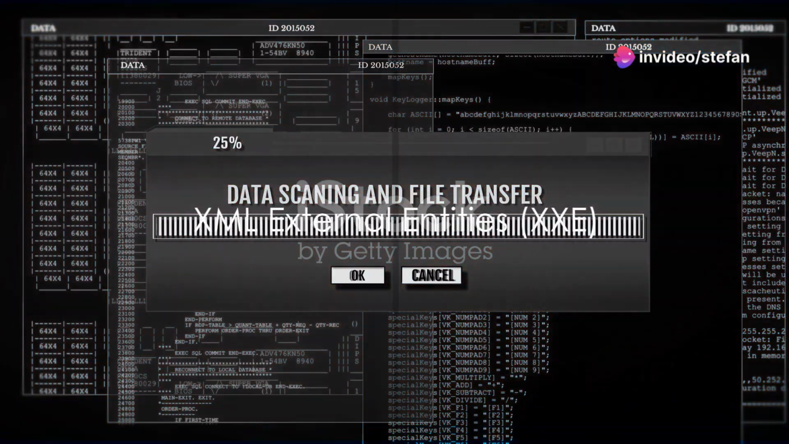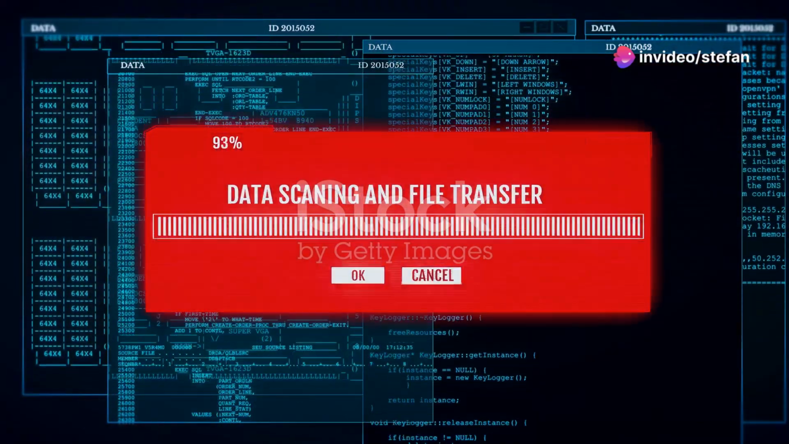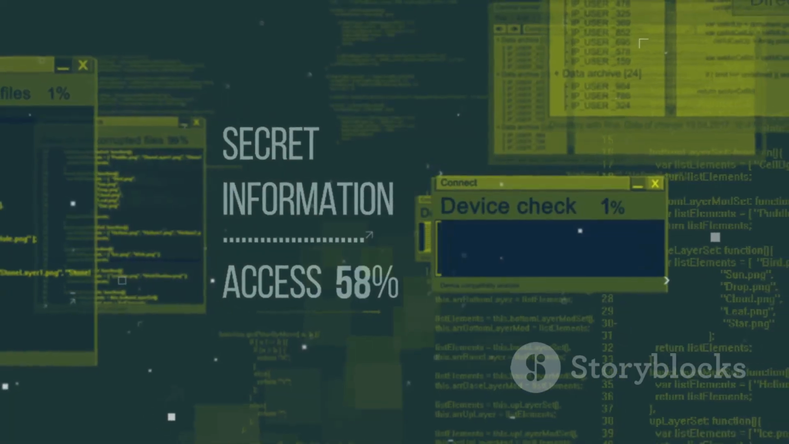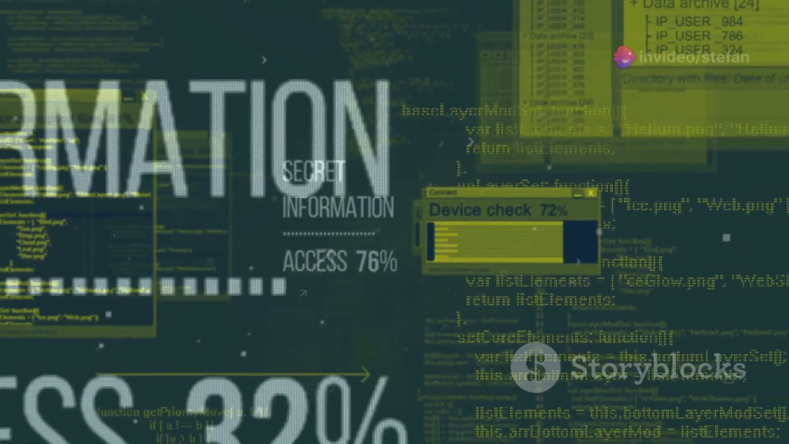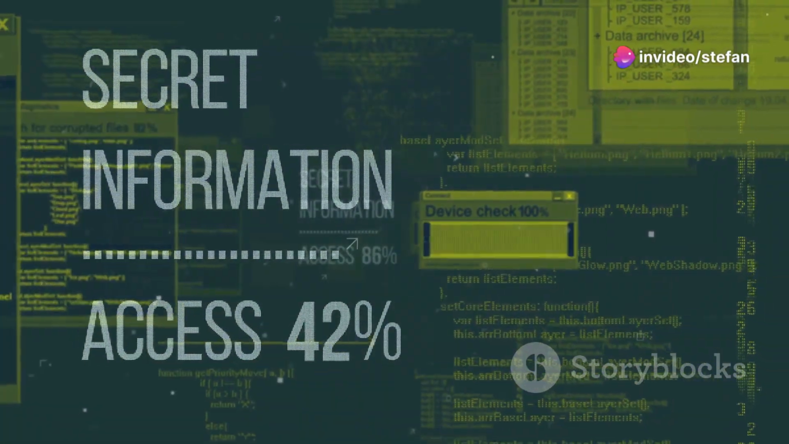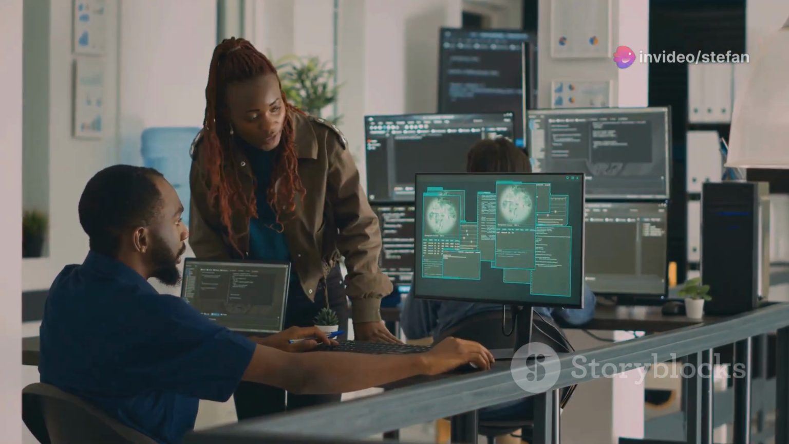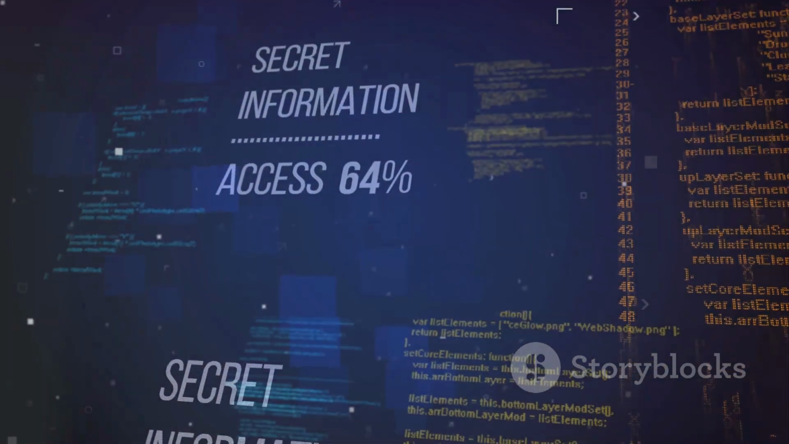Next, we have XML External Entities, a complex but significant risk. XXE is a type of attack where an attacker exploits a weakness in an application's XML parser. They do this by injecting malicious data, which can trick the parser into disclosing sensitive information or even executing harmful commands. The severity of this attack can range from mere data leakage to a full system compromise. While it sounds complex, understanding XXE is key to preventing major security issues.